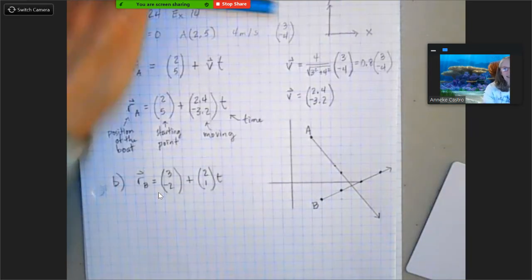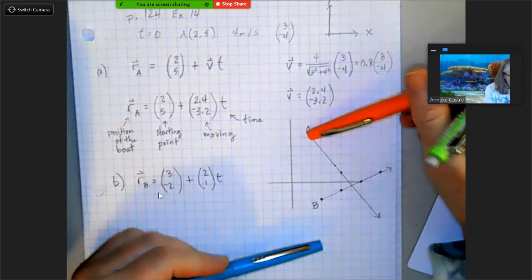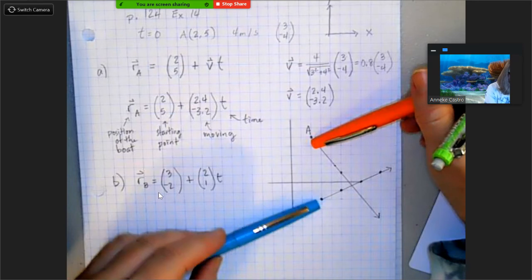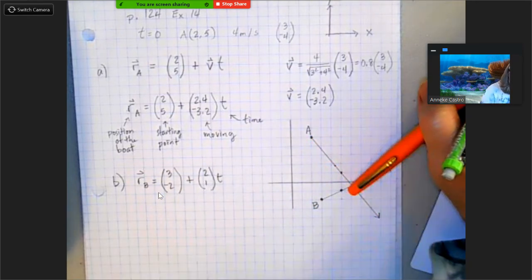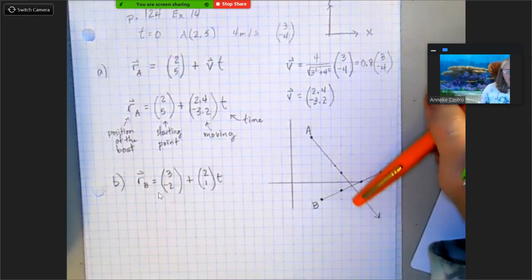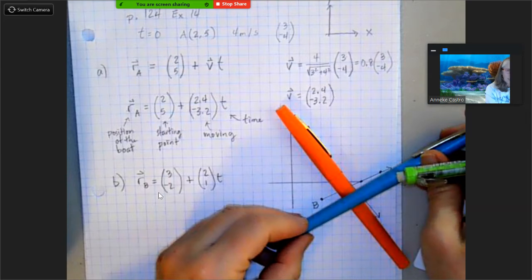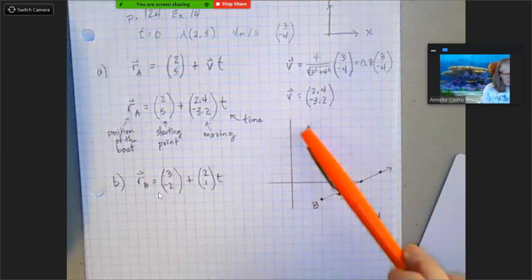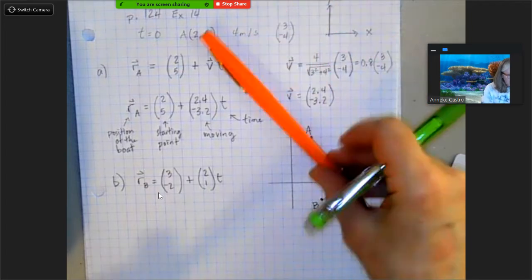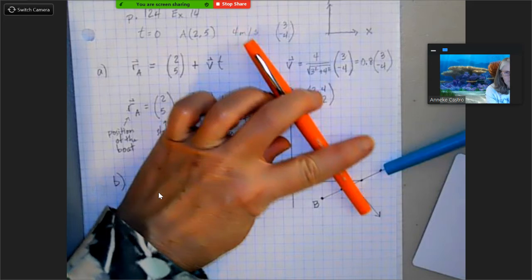It's because they are both moving. So if, say, boat A is moving really slow and boat B is moving really fast, boat B will be long gone by the time boat A gets here. Okay? So it's quite possible their paths are going to cross, but that does not mean that the boats are going to run into each other, because boat A might get to there after boat B has already passed.